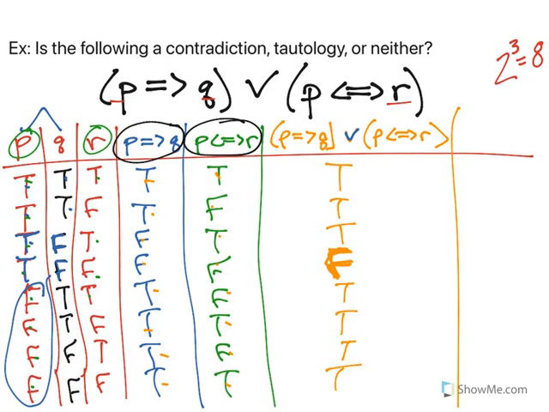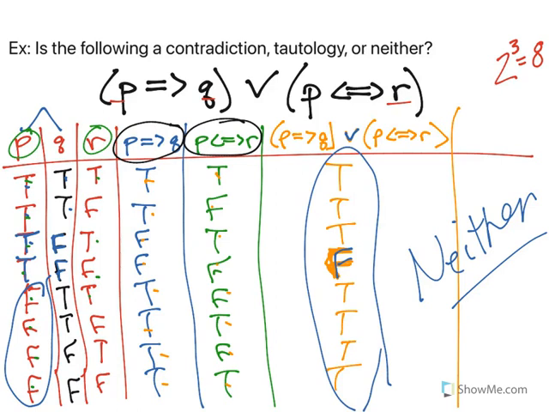So to answer the question, it's not a contradiction, because a contradiction means it's always false. It's not a tautology because it's not always true, since we have this one false here. Therefore this is neither. It is not a contradiction or a tautology. If all of these were true, it would be a tautology. If they were all false, it would be a contradiction. But because we have a little of each, it's neither.